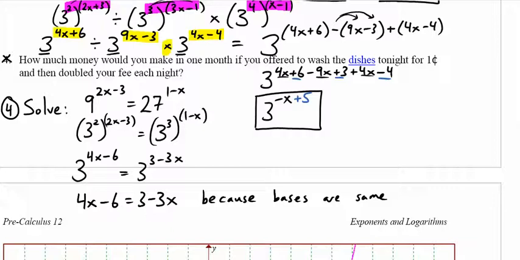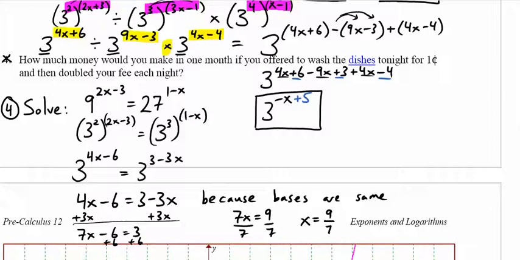And now you can solve this just like you would any equation. Add 3x to both sides. And add 6 to both sides. And divide both sides by 7. So x is 9 over 7.